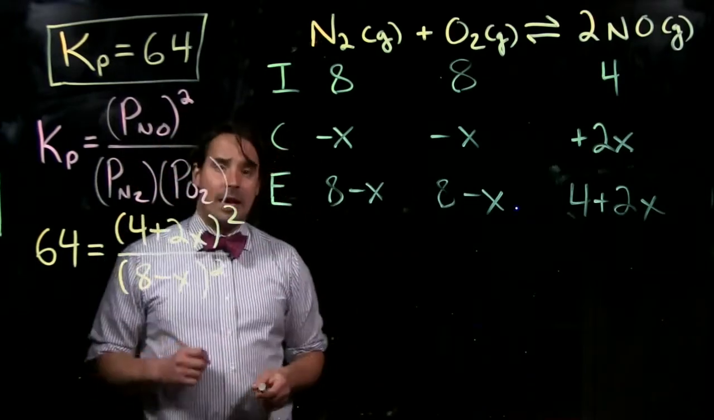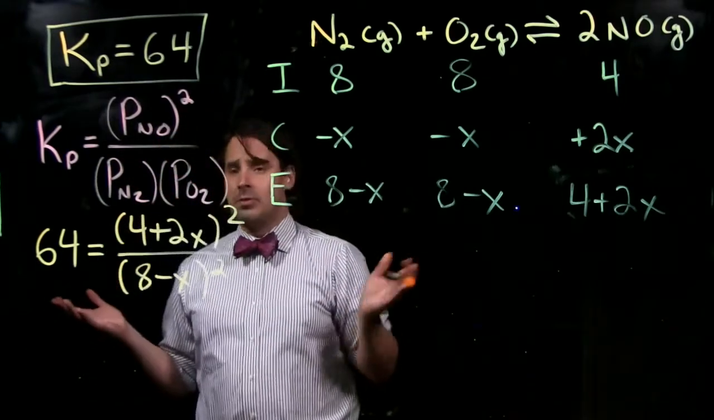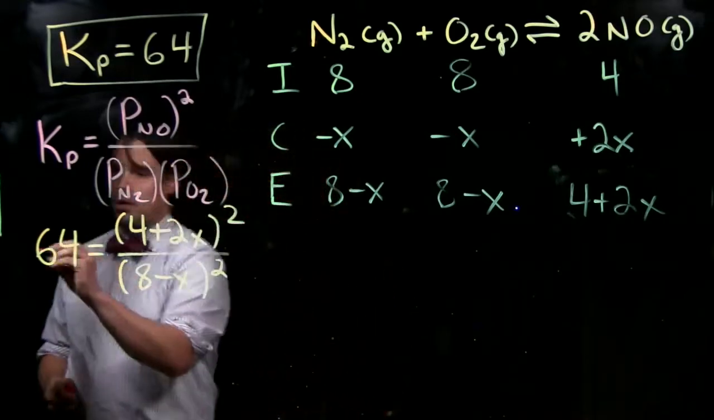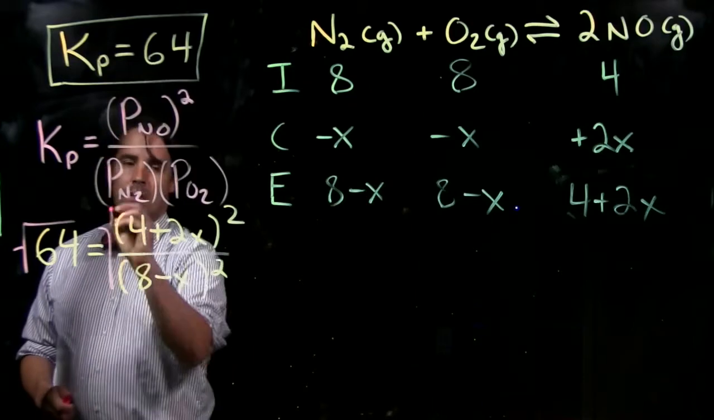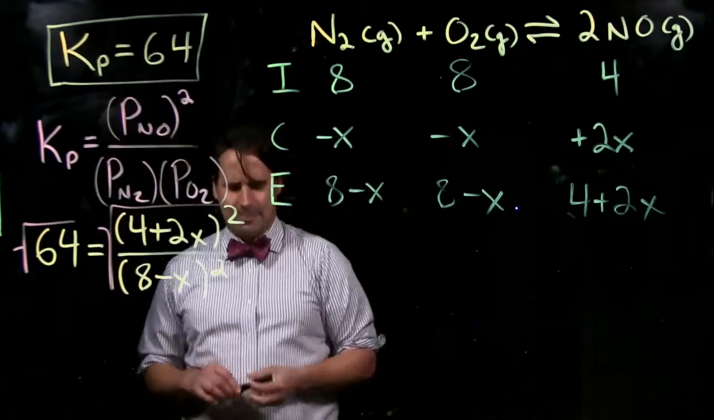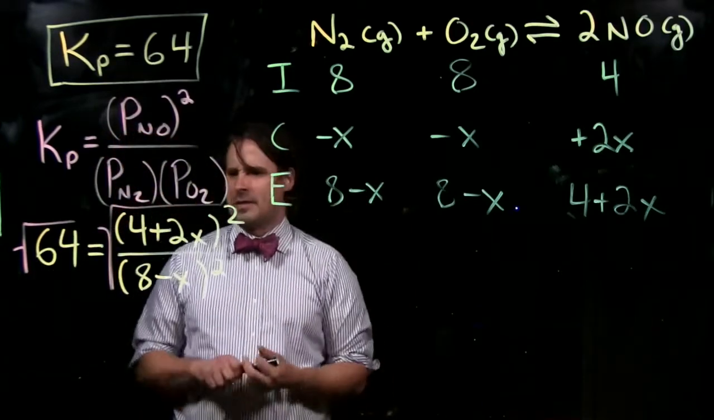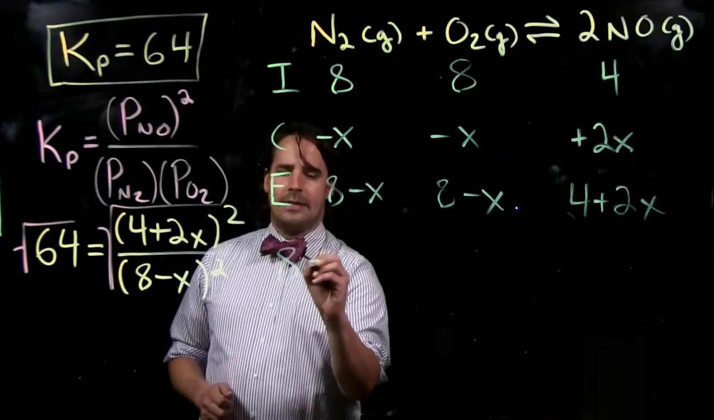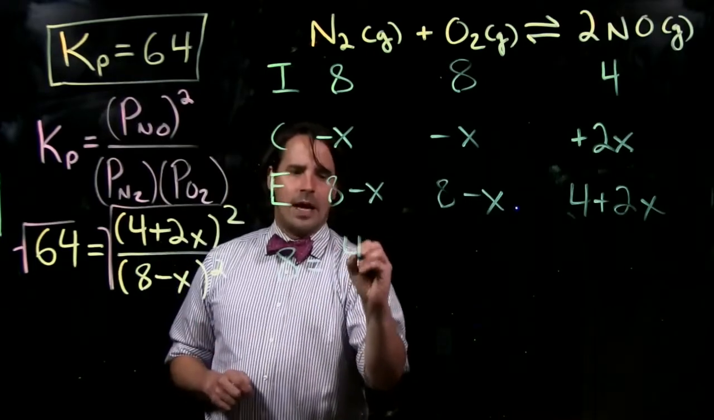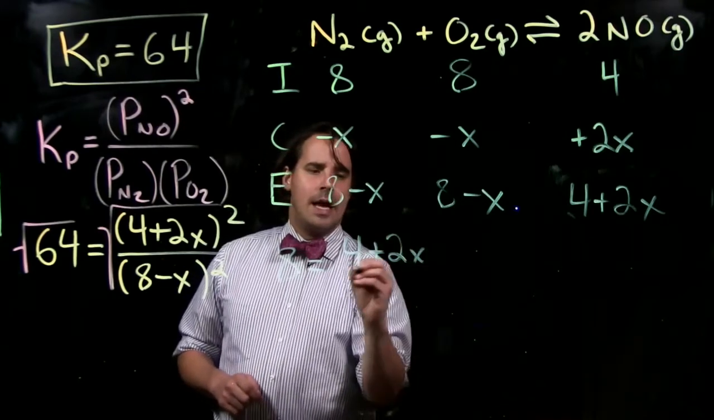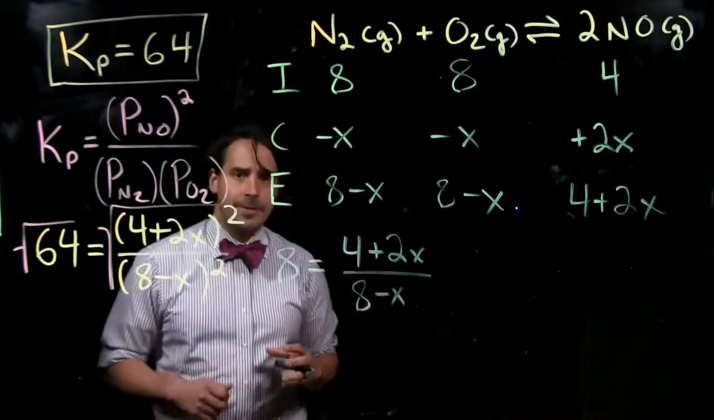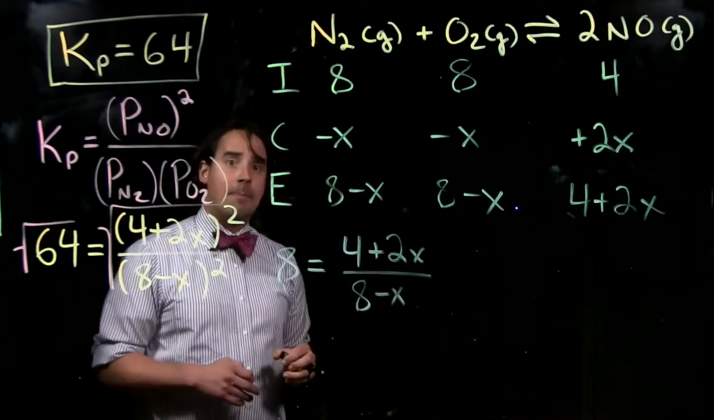Okay, now that we have this, we need to simplify this to avoid a quadratic. We can just take the square root of both sides. That'll make things mathematically a lot easier for us. So when we do that, we'll end up getting 8 is equal to 4 plus 2x over 8 minus x. Okay, now it's just an algebraic powerhouse.